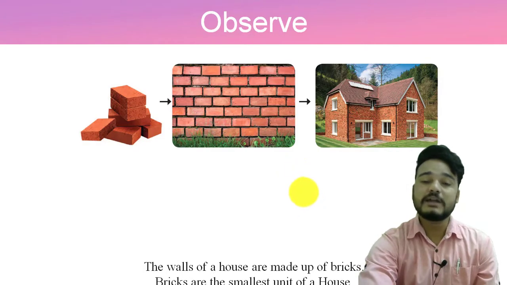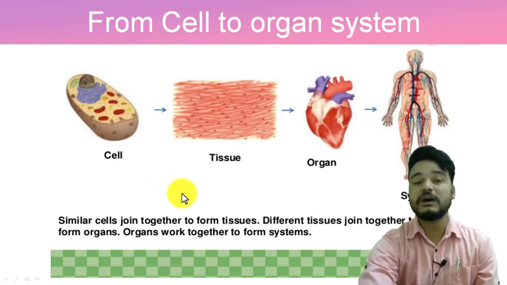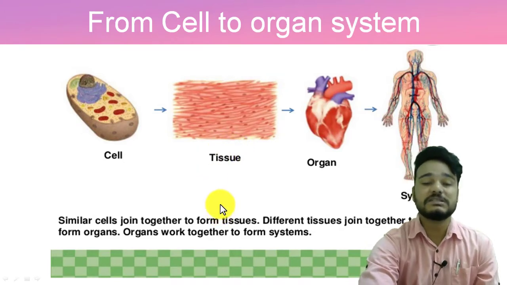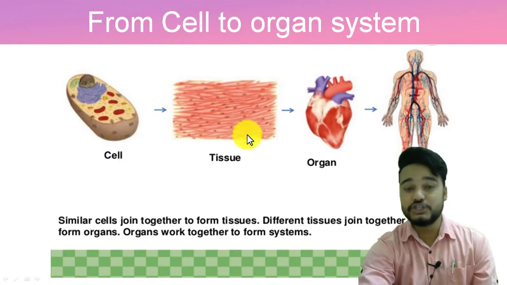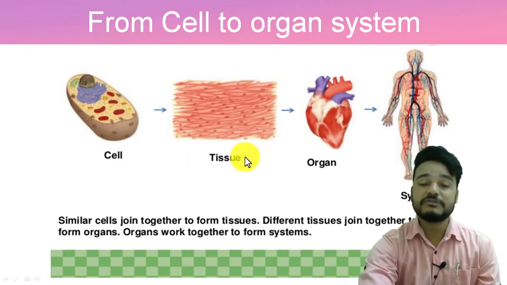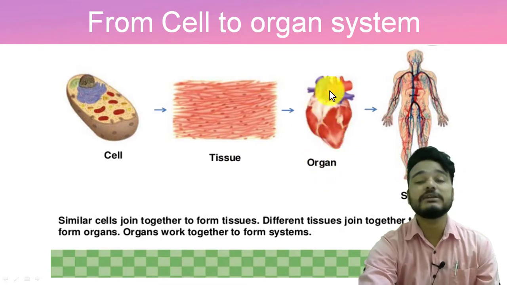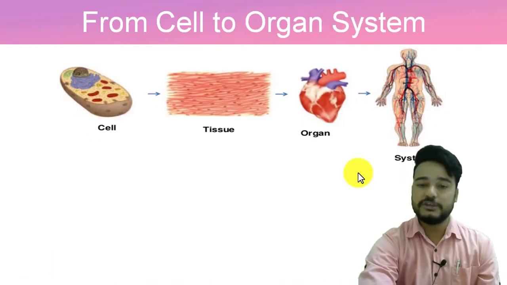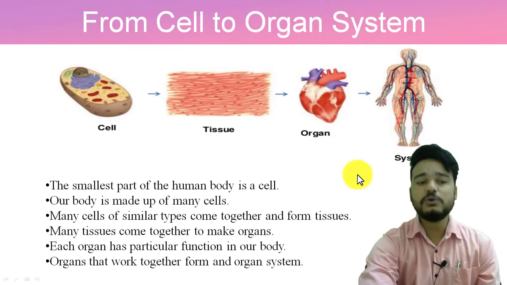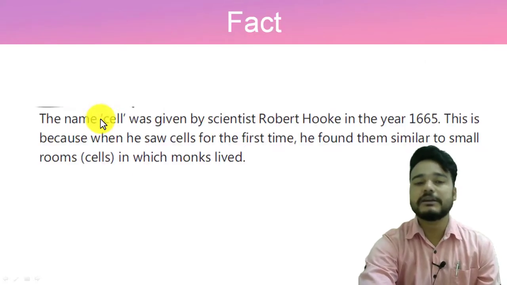We had started from the smallest unit of our body system, that is the cell. When multiple cells come together they form tissues, and when different tissues join together they make one organ, and when different organs come together they make one body system. So that we had learned. The smallest part of our body is the cell, that we have already learned.